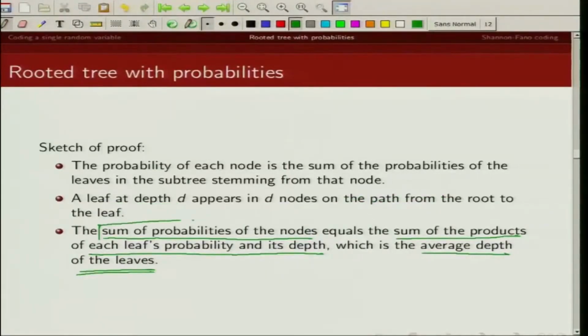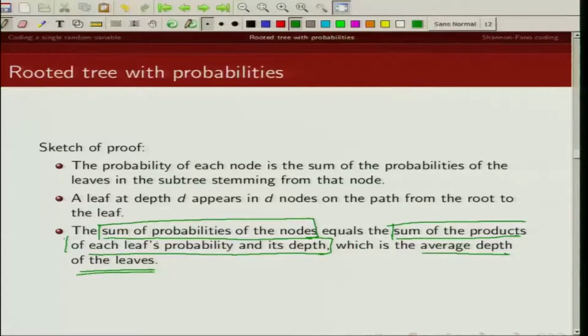The sum of probabilities of the nodes is equal to the sum of the product of each leaf probability and its depth. So, you can see that each leaf will appear in the sum a number of times equal to its depth. So, if we do the sum of probabilities of all the nodes including the root node, what we will get is basically the average depth of the leaves in the tree.